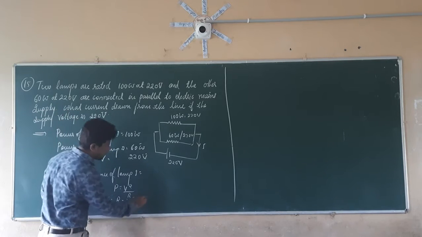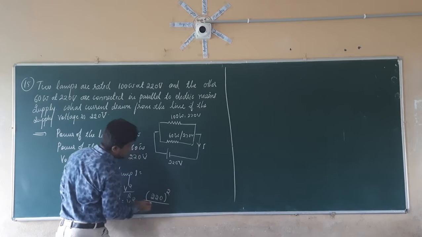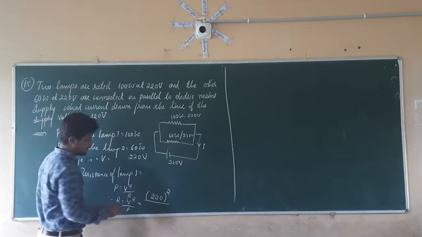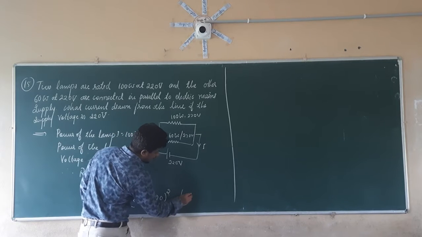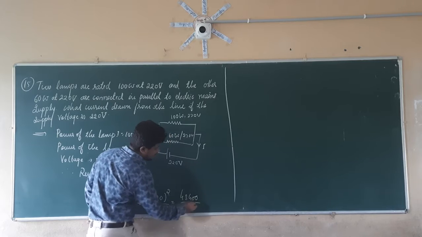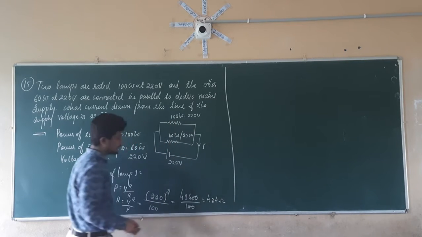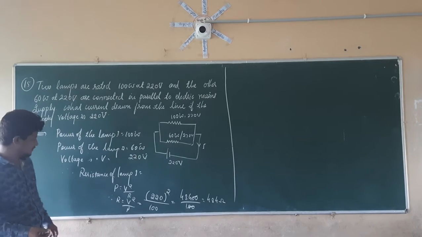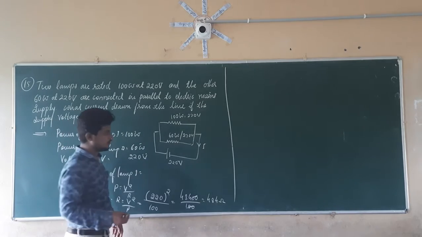The value of V is 220, so 220 square divided by P, which is 100. It is equal to 48400 divided by 100. The zeros get cancelled. It gives the resistance as 484 ohms. So the resistance of lamp 1 is equal to 484 ohms.